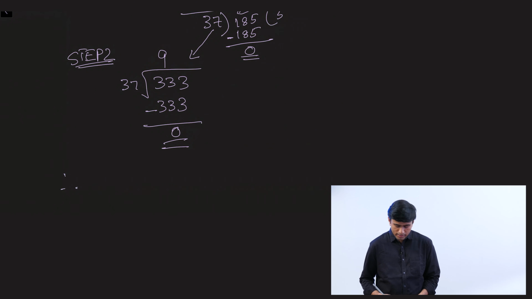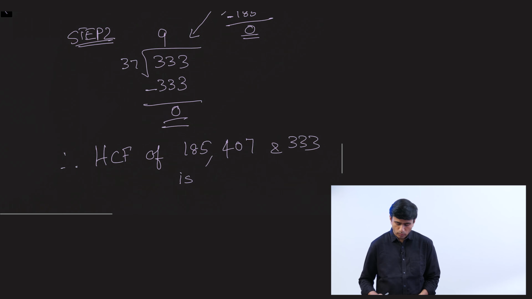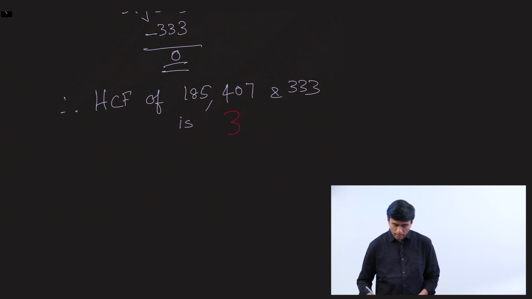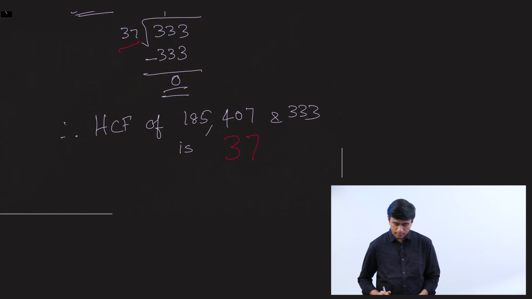Therefore, HCF, highest common factor of 185, 407 and 333 is, what is the HCF? Let's say it, 37. That's how you're able to find HCF using this method.